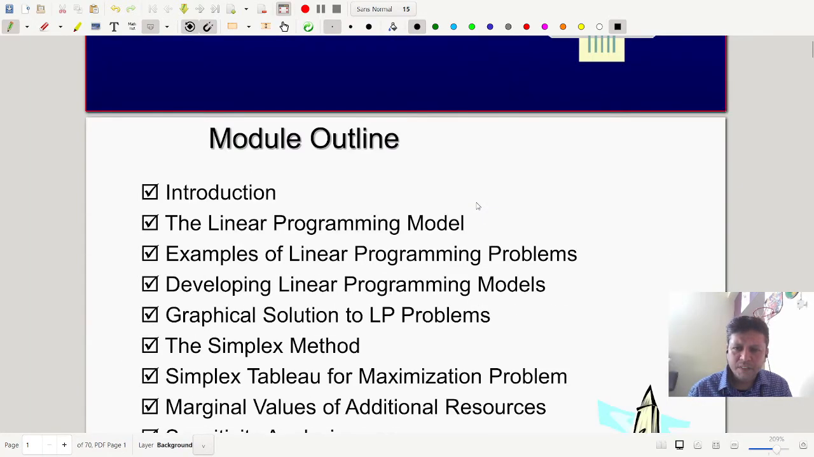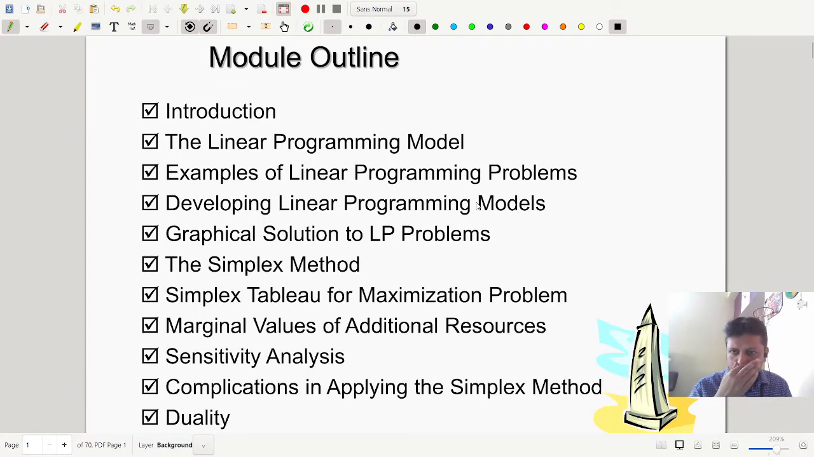So what are the outlines today? I will talk about the introduction, the linear programming model, examples of linear programming problems. I will give you some examples, and how to develop the linear programming models. And lastly, I will talk about graphical solution of LP problems. I will not talk about simplex method in this lecture today, but simplex method I will talk about later on.